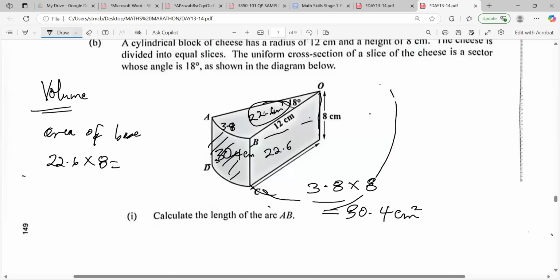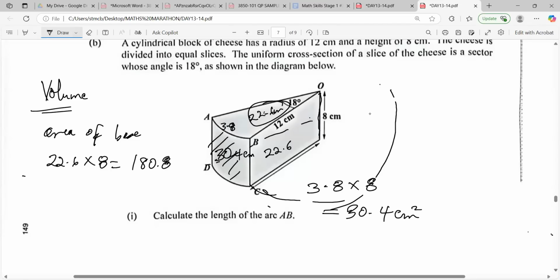Well, guys, 22.6 times 8. All right, this gives me 180.8, right? But guess what?